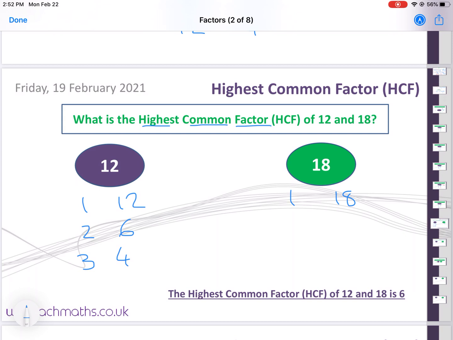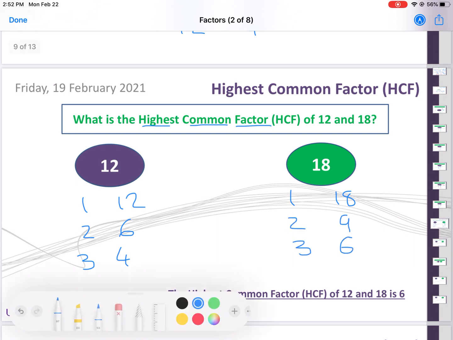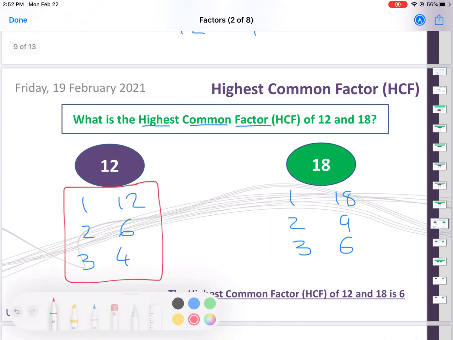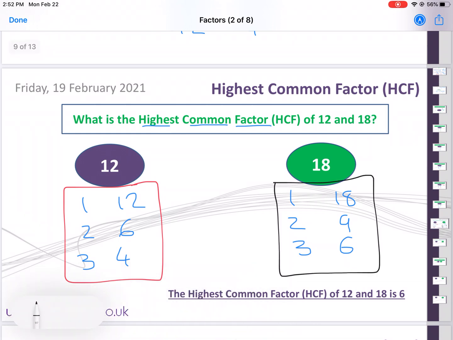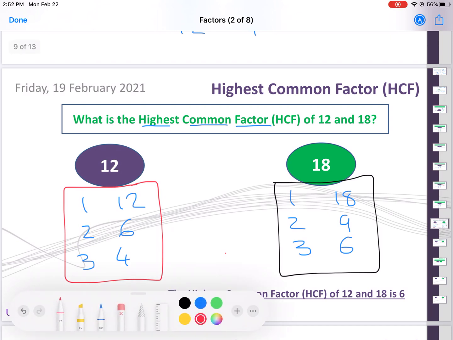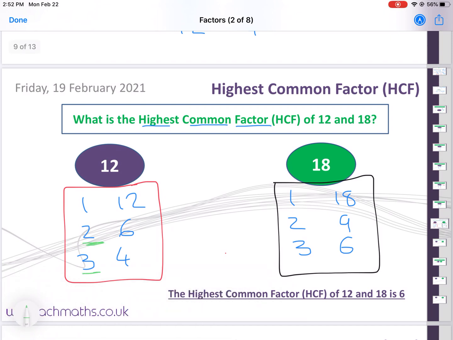Factors of 18 are 1 and 18, 2 and 9, and 3 and 6. So we're looking between all of the numbers underneath the 12 and all of the numbers underneath the 18. All of them are factors of each of the numbers respectively, and we are looking to find some that are common. Common between these two, as you can see, there's quite a few. There's 2, 3, that's common between them, and also 6.